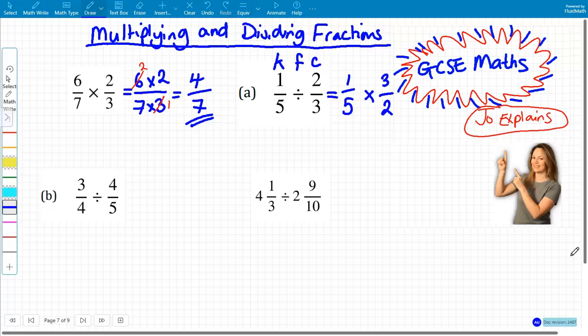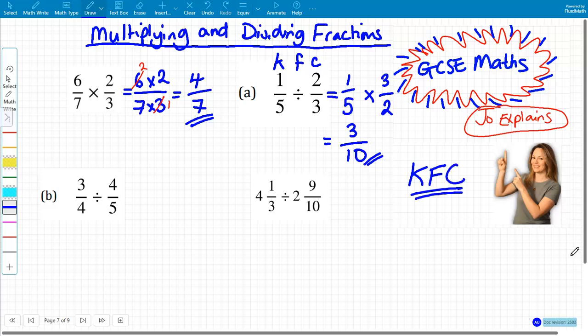So remember, timesing fractions is really easy. Now we've got 1/5 times 3 over 2. So we just times the top: 1 times 3 is 3, and we times the bottom: 5 times 2 is 10. And it can't simplify, so that's the final answer. So there's a nice little example for you. We're using the KFC method there. KFC. Okay, nice and easy to remember.